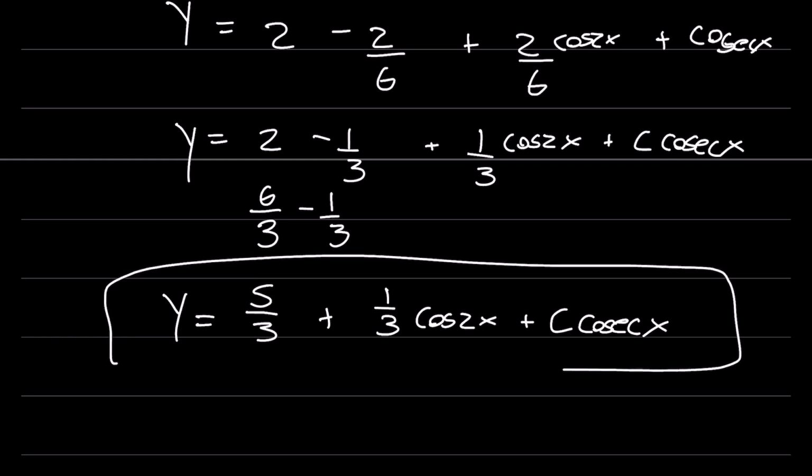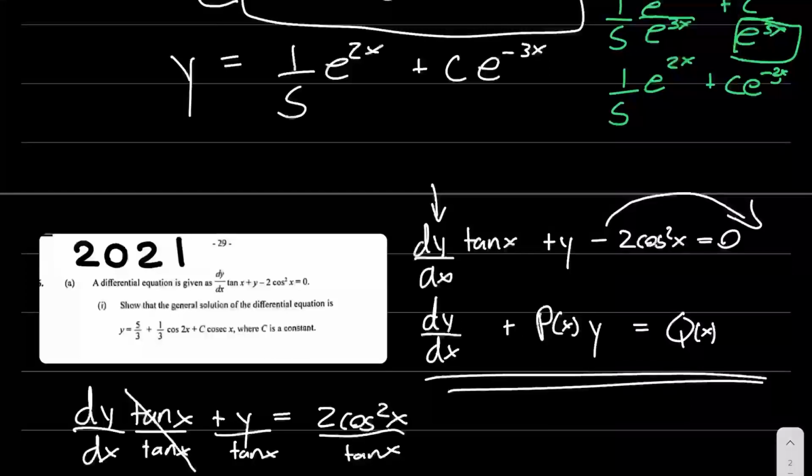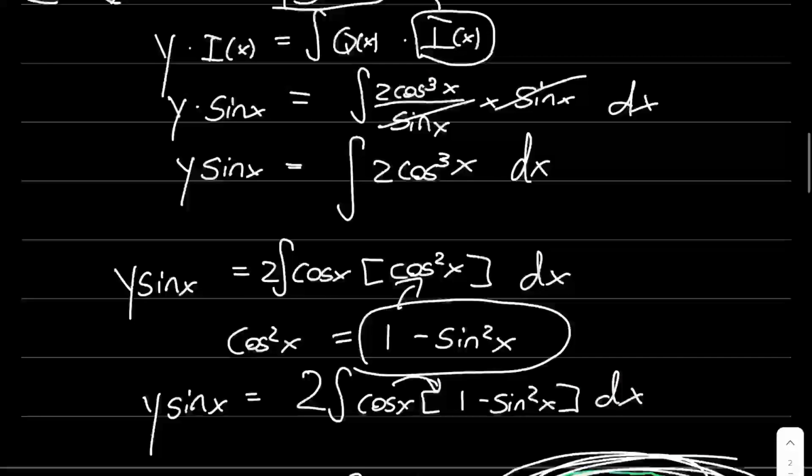This is our answer. So let's go back up and check if that's what the question asked. 5 over 3 plus 1 over 3 plus, yep. So that is the very first question.